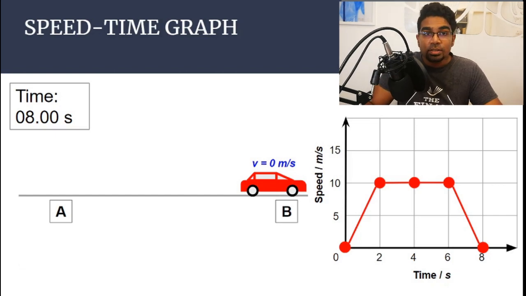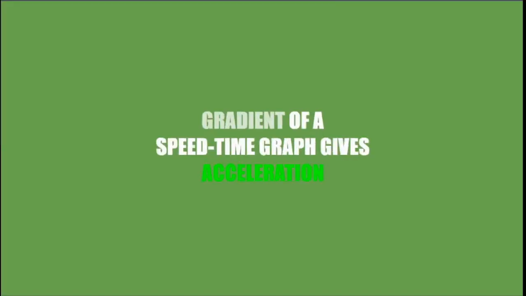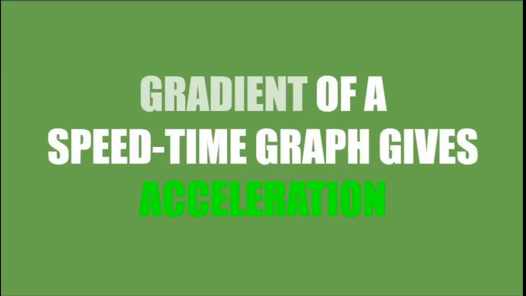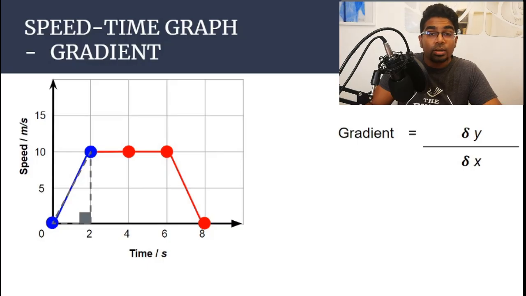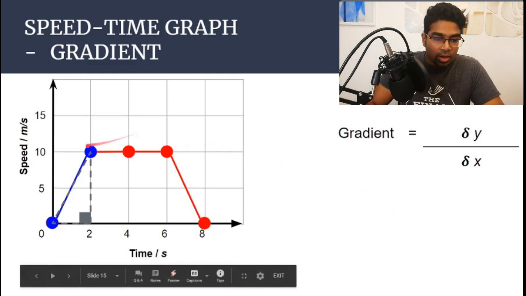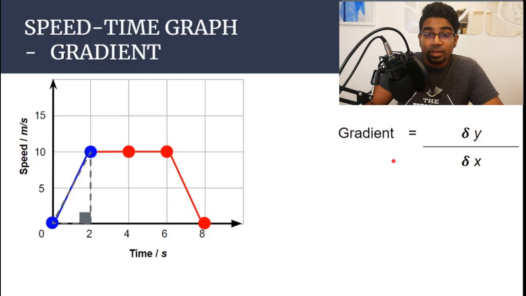So the next question is, what does the gradient of a speed time graph give us? The gradient of a speed time graph will give us acceleration. Let's look at how to find the gradient. In order to find the gradient of any graph, we always take the change in y over the change in x. That means y2 minus y1 over x2 minus x1.